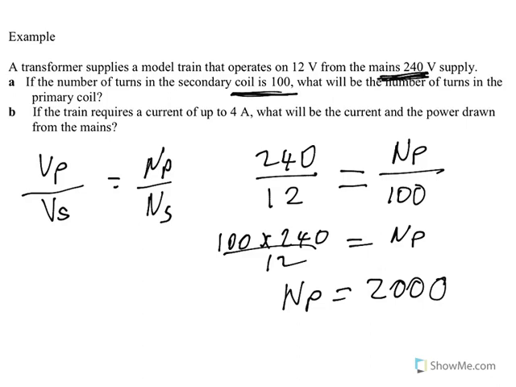Alright, in part B it says if the crane requires a current of up to 4 amps, what will be the current and power drawn from the mains? Alright, so what do we got? This is our secondary current, and we got our primary current, and then our power is also from the primary as well. Alright, so let's have a look and see what we can do here.